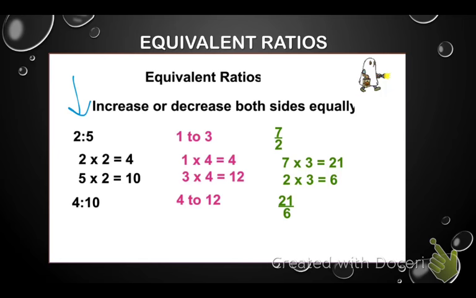Same thing if we had 1 to 2. If we multiplied both of those by 4, you'd get 4/12. And 7 to 2, if you multiplied both of those by 3.